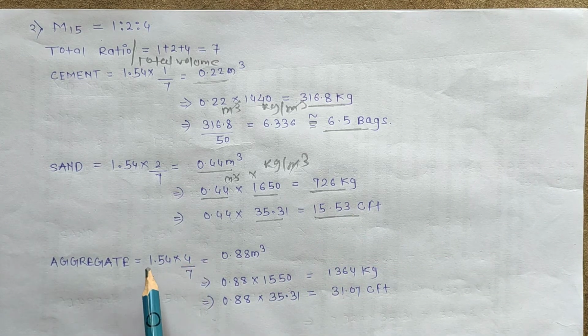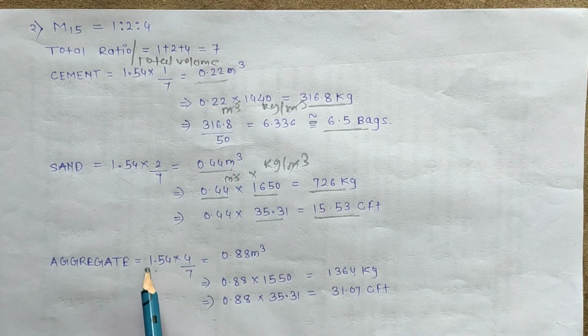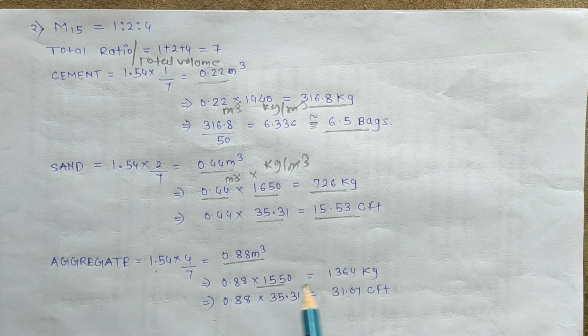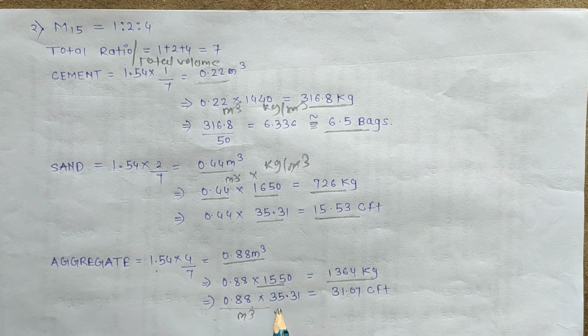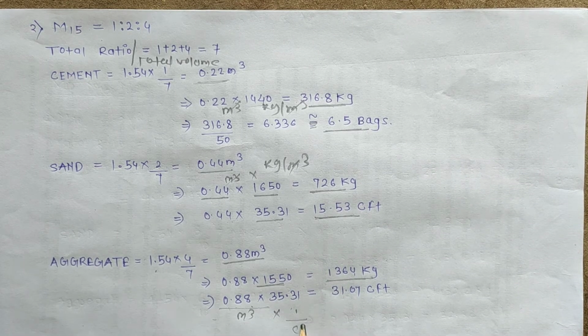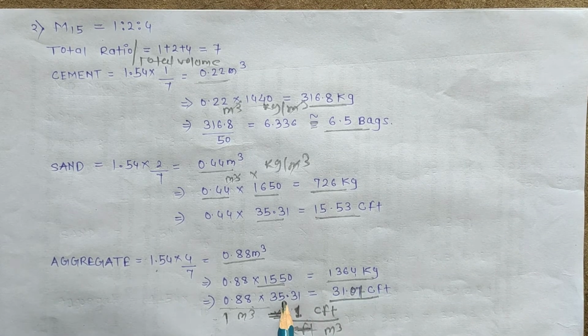Similarly for aggregate, we will do the calculation like 1.54 into the proportion of aggregate, which is 4 out of the 7. So 1.54 into 4 divided by 7 is equal to 0.88 meter cube. Which is in meter cube, which is then multiplied by the density of aggregate, which is 1550. So the answer is 1364 kg, but we need this aggregate also in cubic feet. So what we will do here is multiply 0.88, which is in meter cube, by how much cubic feet 1 meter cube is. 1 meter cube is equal to 35.31 cubic feet. Okay, so after this multiplication we will get the answer as 31.07 cubic feet.